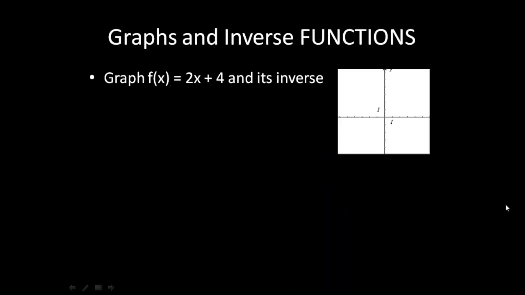Now we're going to look at the graph of a function and its inverse. I'm going to start by graphing f of x equals 2x plus 4. So I need to come up here to 4, that's my y-intercept. My slope is 2, so I go up 2 over 1, or down 2 back 1. And here's my graph.